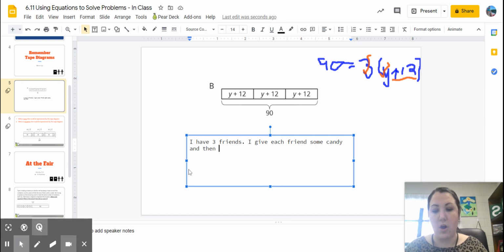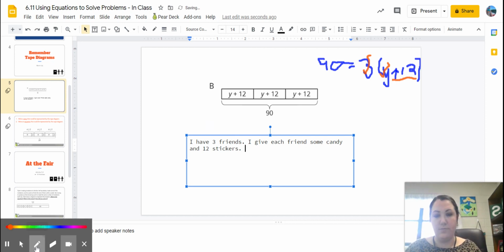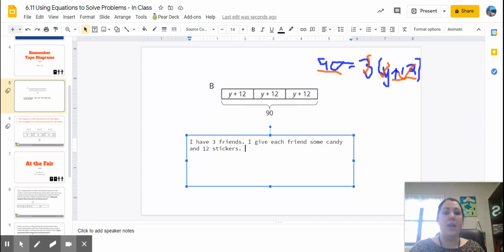So I know my story, my scenario, has to do with something plus 12. So some candy and 12 stickers. So we'll do that. So I've gotten to plus 12 now. Now the only thing left in my equation is the 90. I have to show it in my story. So I know 90 is going to be my total. That's the candy and stickers I passed out.